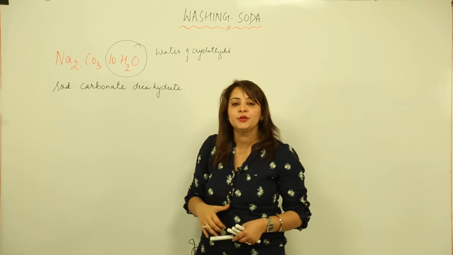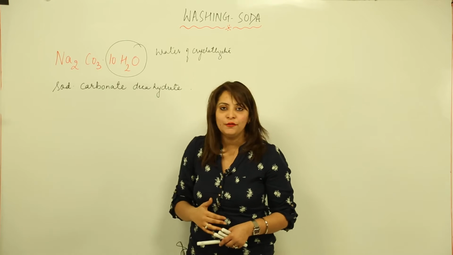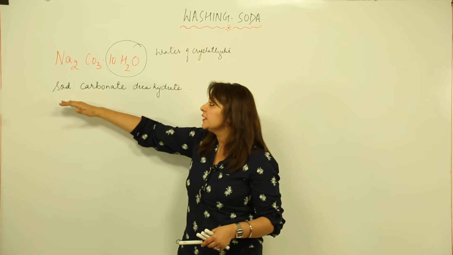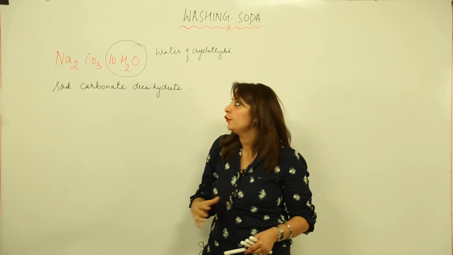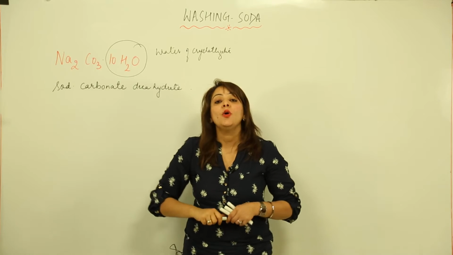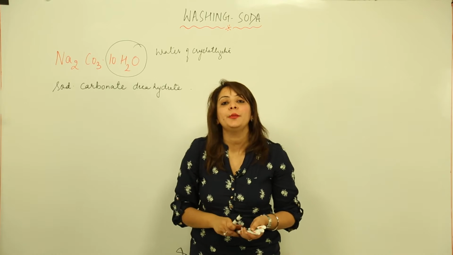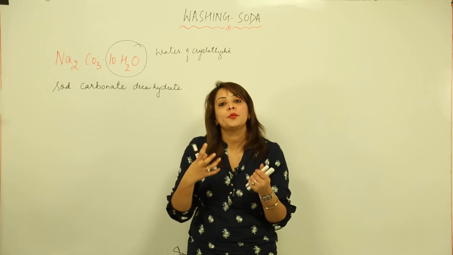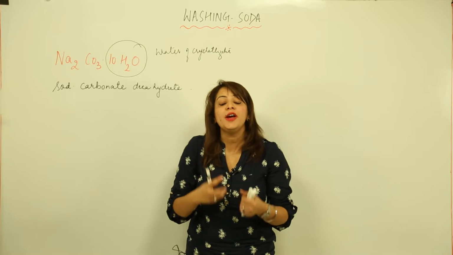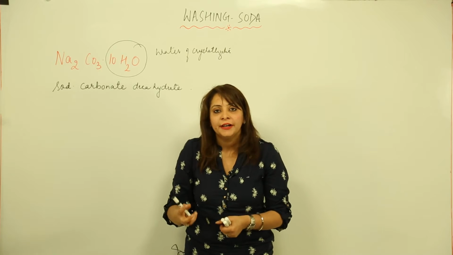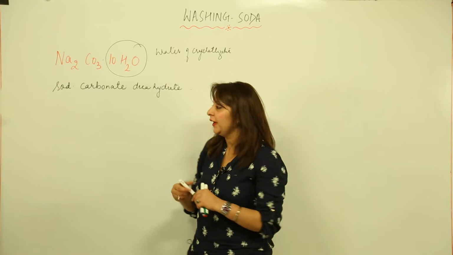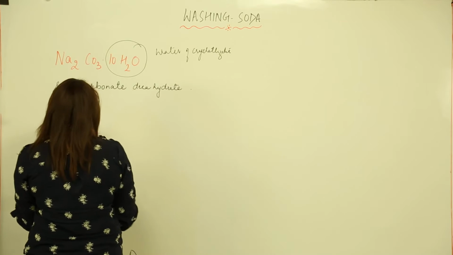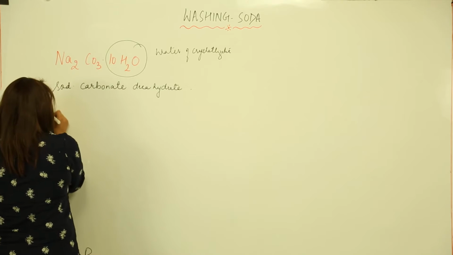Again, coming to washing soda: what is its chemical name? You all know now, it is sodium carbonate decahydrate. Now our concern is how we prepare this washing soda, what its properties are, and where it is used. So first we are going to start with the preparation of washing soda.